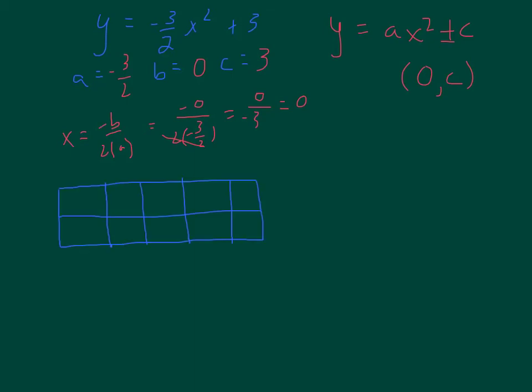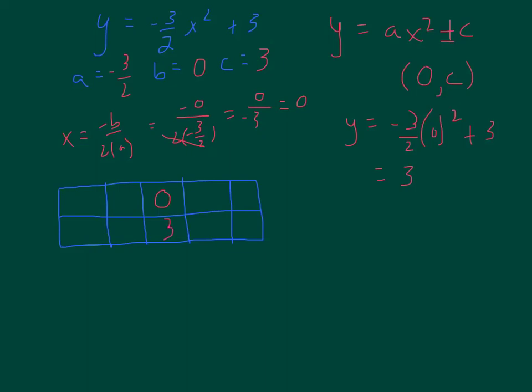Okay, now I'm going to put that x value right here. That center spot is located for my vertex purposes. That's my x-coordinate. When I substitute x into this function, I get y is equal to negative 3/2 times 0 squared plus 3. What happens to all that? I get 3. So 3 goes here.